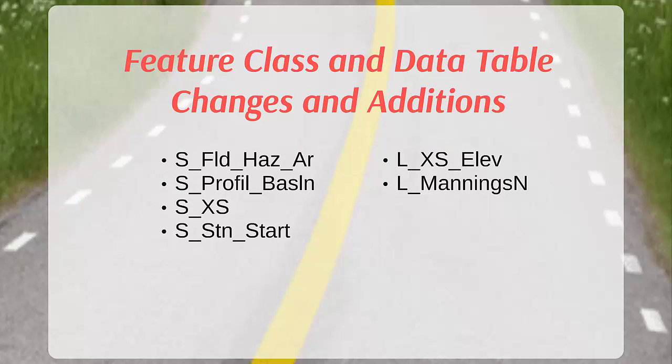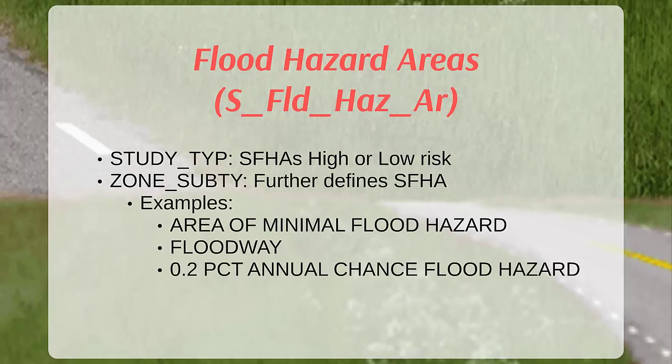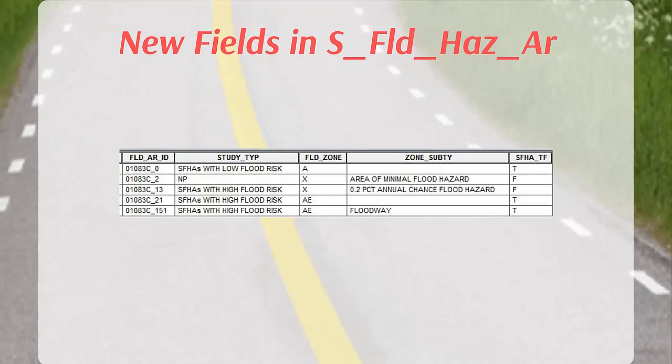Feature classes and tables that have been changed or added include the following. The first dataset we will look at is the flood hazard area. Changes to this feature class include the addition of the study type and zone subtype fields. Study type designates whether the special flood hazard area is high or low risk. Zone subtype further defines the flood zone field. This is determined based on the type of study that was performed. Special flood hazard areas identified by new detailed studies are higher risk than approximate studies.